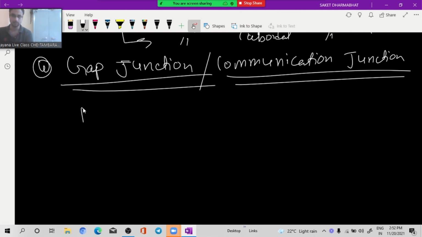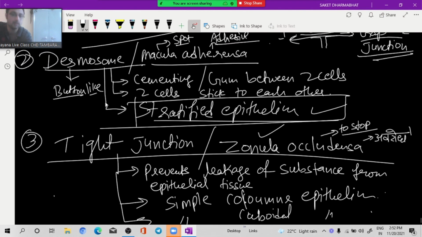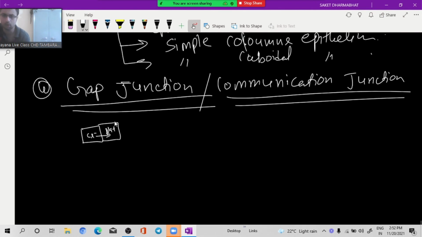Yes. Suppose in one cell any ion is there, suppose chloride ion is there, and this is another cell. Okay, here Na plus is there. So chloride ion can pass into this cell through which junction? This communication junction. Any molecule, say an oxygen molecule, wanting to go from here to here or from here to here, will go only from where? From the gap junction.